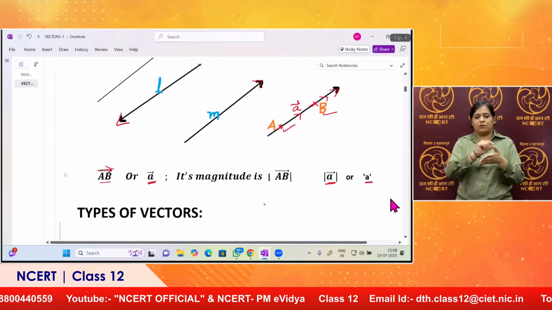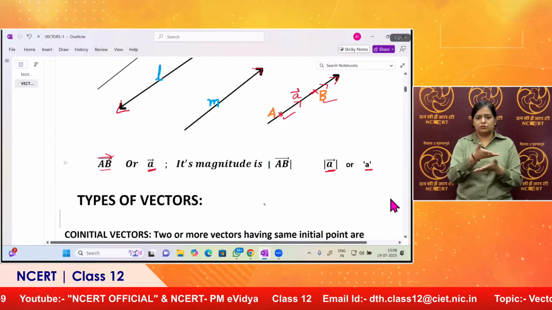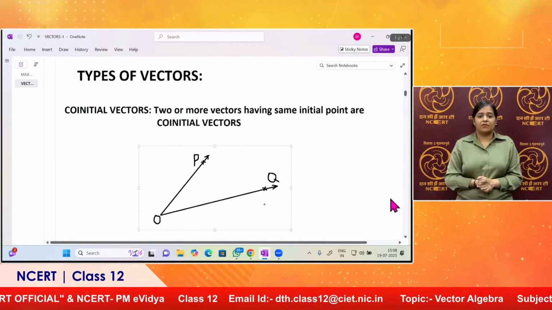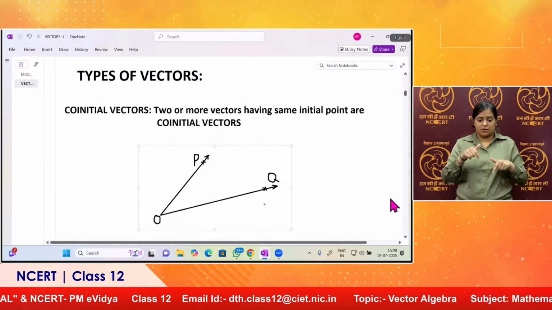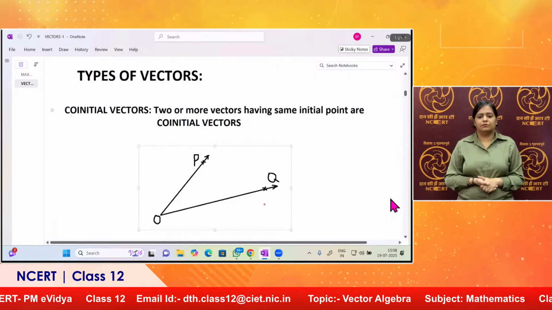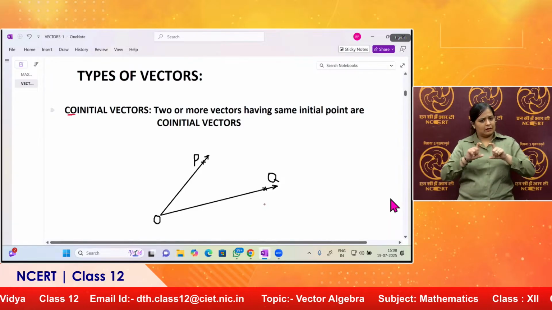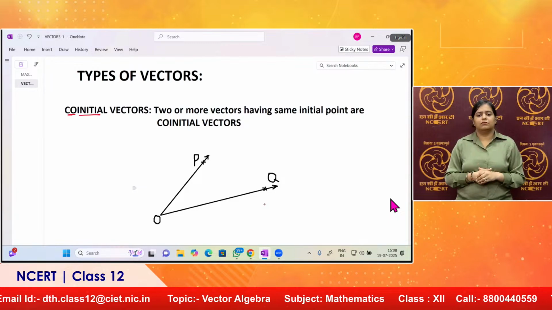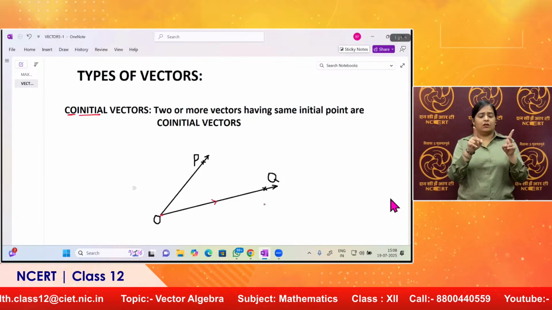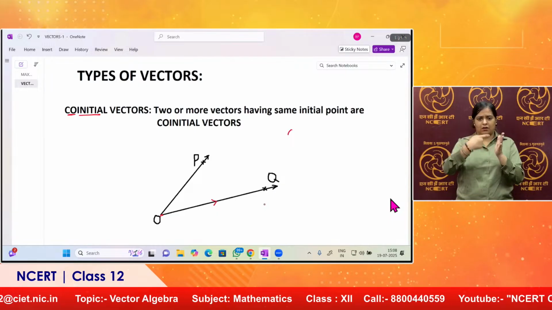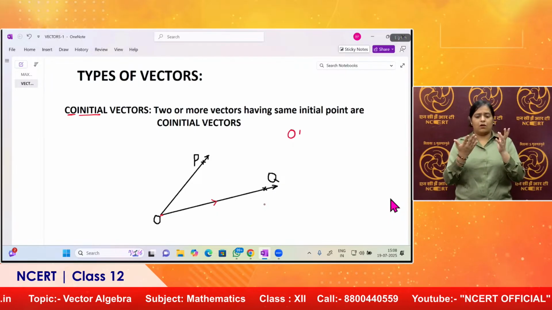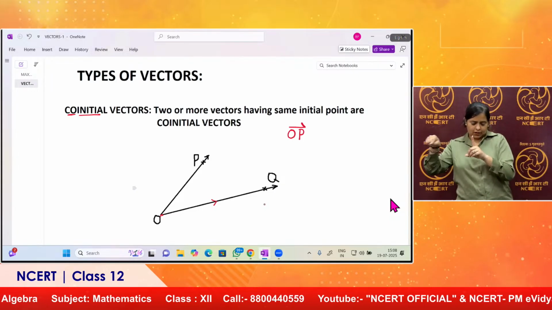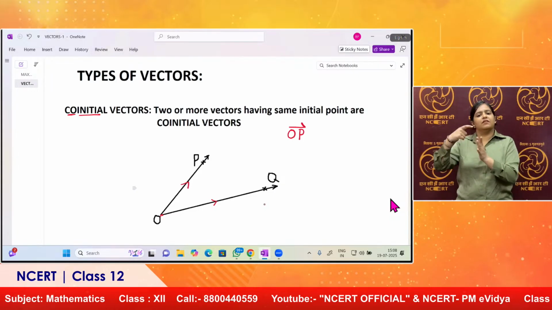Fine. Now we need to discuss types of vectors. How can we differentiate different types? Types of vectors start from co-initial vectors. It is very clear from the word co-initial: the vectors which have the same initial point. Like you can see this vector starting at O and going towards P, so we represent it this way. It is the vector OP. This is the vector I'm talking about.